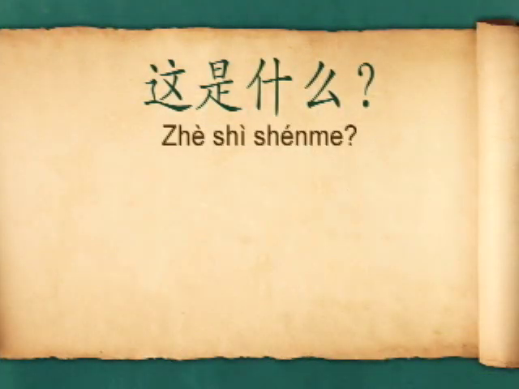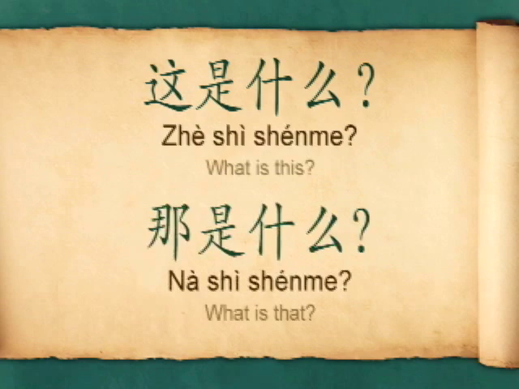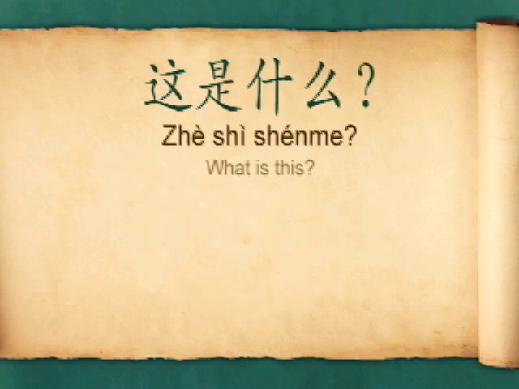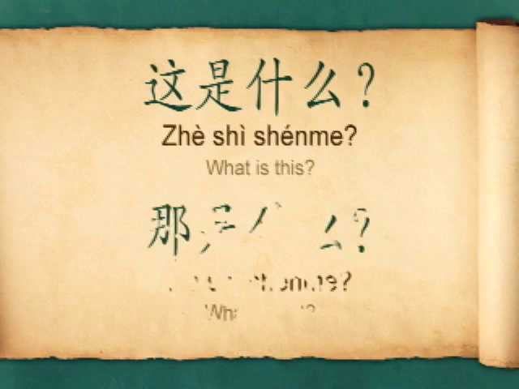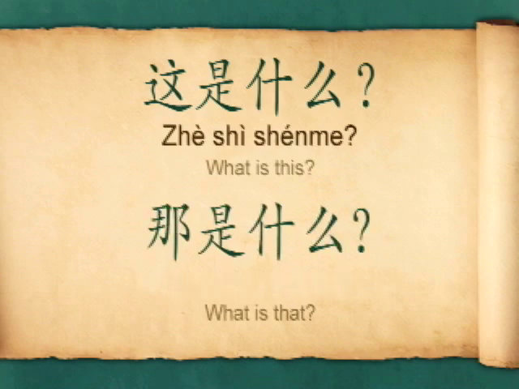What was the question word you heard in the dialogue? Correct, the word 什么. You learn to ask questions using 什么, meaning what. The main questions of the dialogue were 这是什么? What is this? And 那是什么? What is that? Say 这是什么 with me. 这是什么? Now say 那是什么 together. 那是什么?